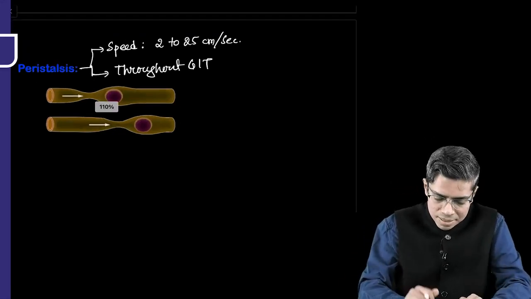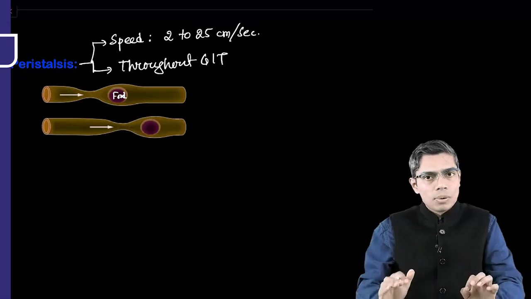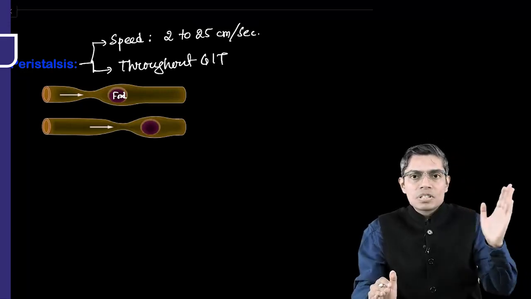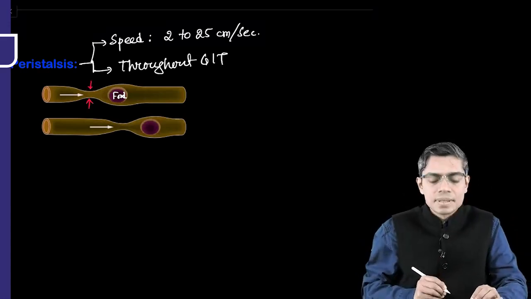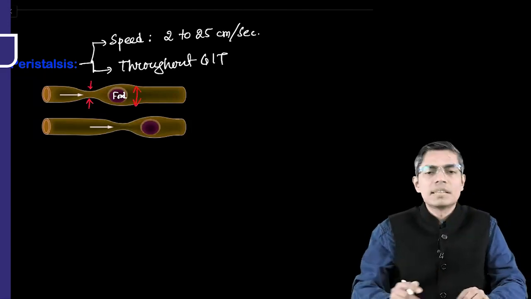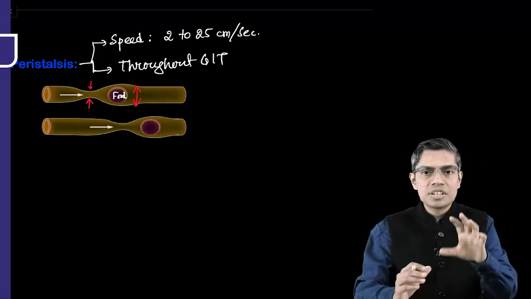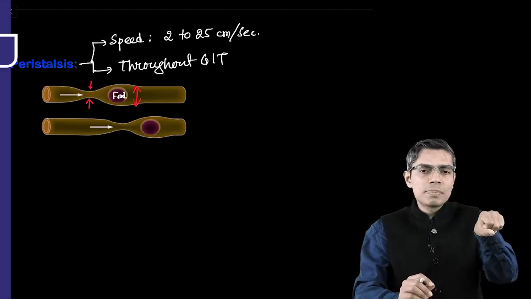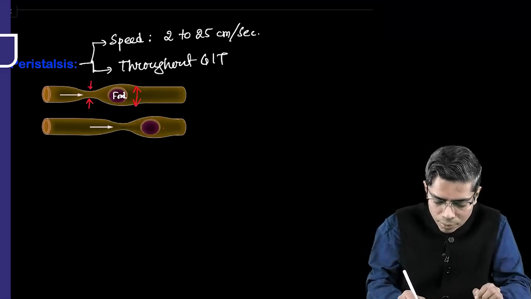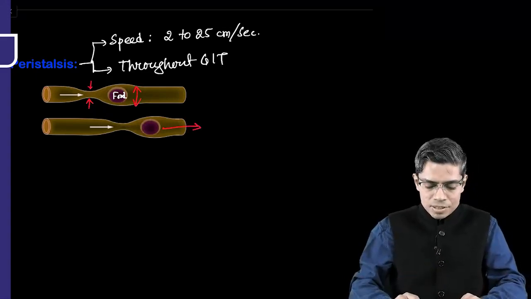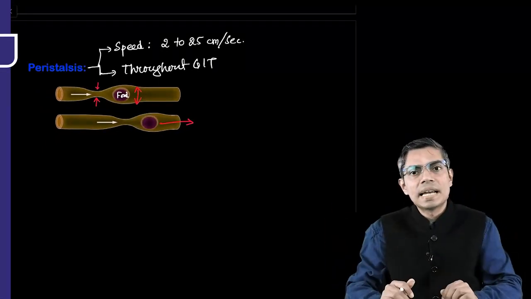Now, in this diagram, you can find out that this is the food bolus. We all know peristalsis means proximal to the food bolus, there will be contraction of the GIT. And ahead of this food bolus, there will be relaxation of the GIT. So whenever the food particle is stretching any part of the GIT, the proximal part will contract and the distal part will relax and the food particle will move in the forward direction. That's why we say that peristalsis is a kind of propulsive motility where the food particle always moves from the proximal to the distal end of the GIT.